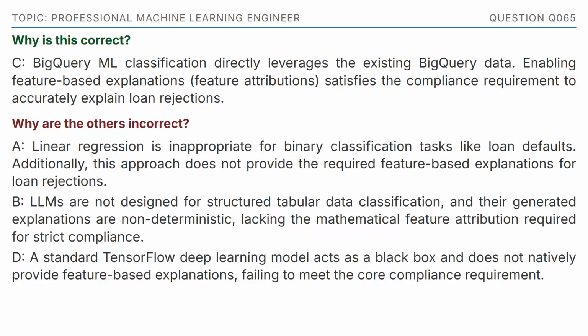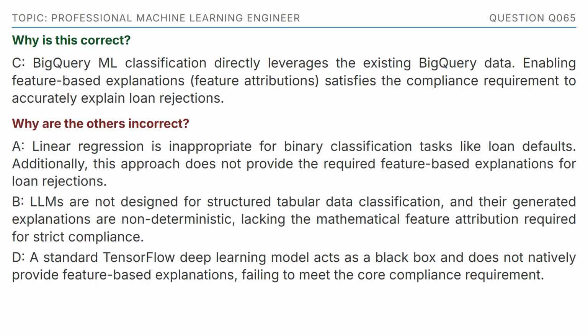Why is this correct? C. BigQuery ML classification directly leverages the existing BigQuery data. Enabling feature-based explanations, feature attributions, satisfies the compliance requirement to accurately explain loan rejections. Why are the others incorrect?